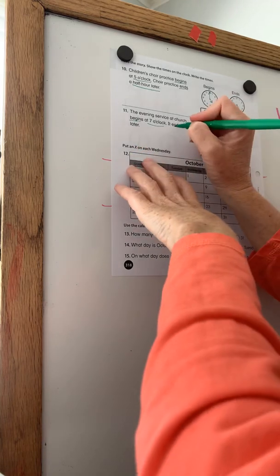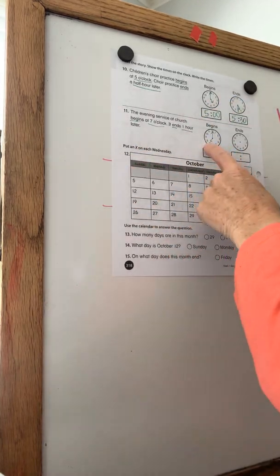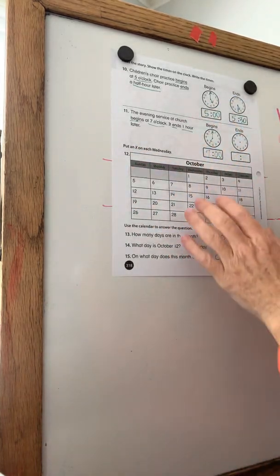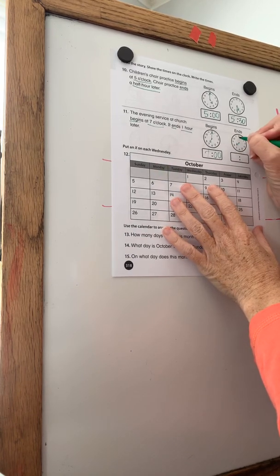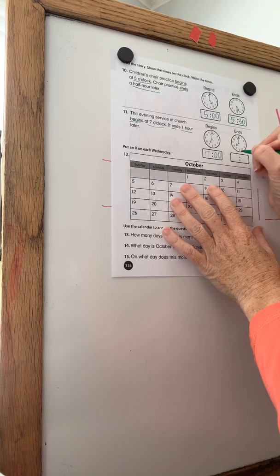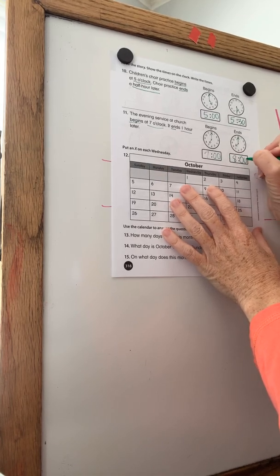And it ends 1 hour later. So I'm going to go all the way around the clock to the next hour. So the hour after 7 would be 8. So my hour hand is on the 8. My minute hand is on the 12. And the time would be 8 o'clock.